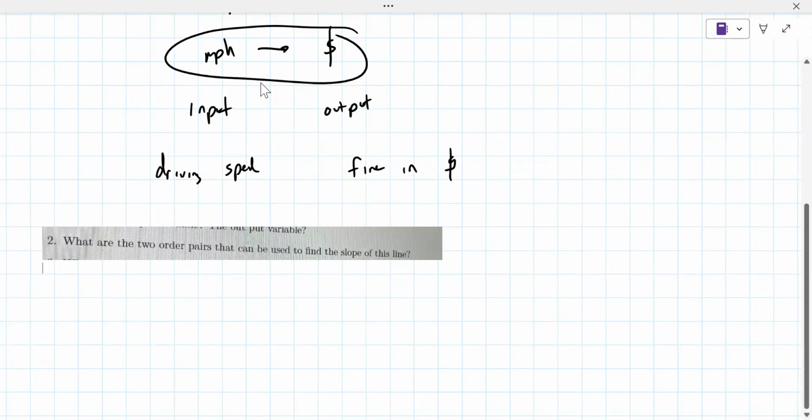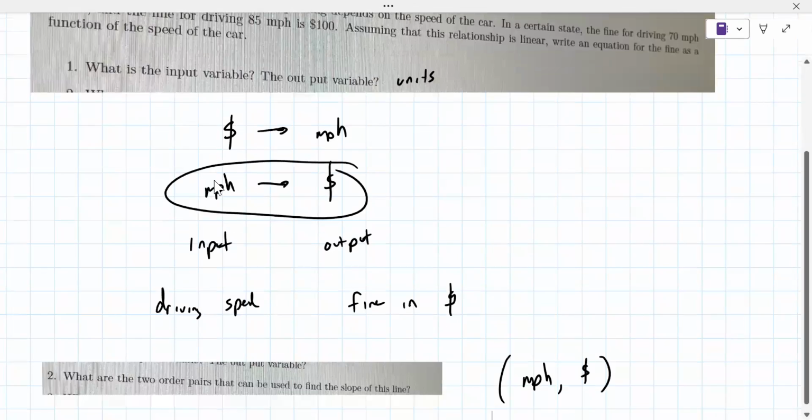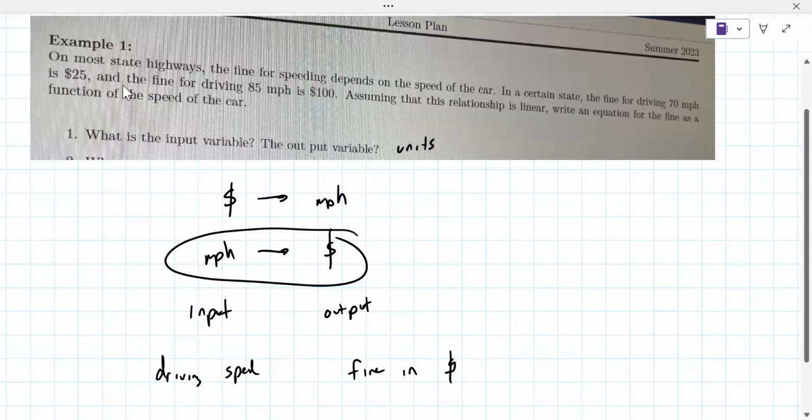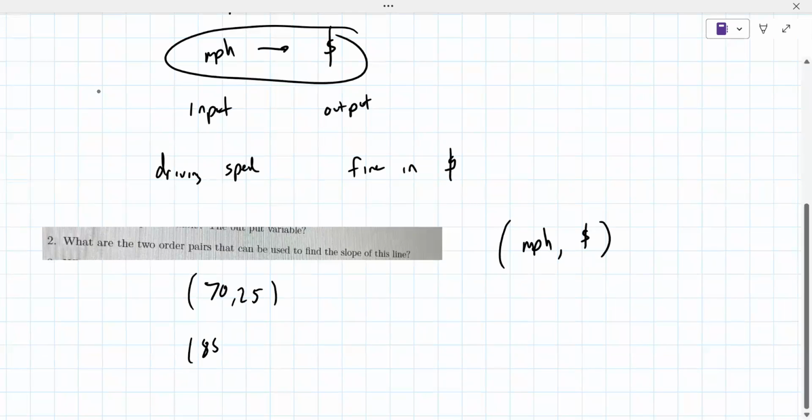So that's why you've got to define your input and output, because you're looking for your MPH and your dollars as an ordered pair. And in this class, college algebra, on your test they're going to switch these. They're going to flip the order, or they're going to be deceptive. They're not going to give it to you in the order that you want it to be in. So you've got to say, okay, 70, 25. And then the other one is 85, 100.